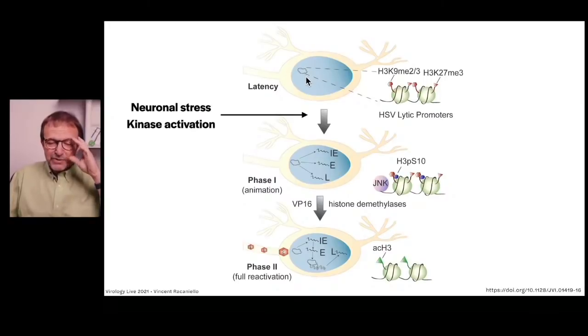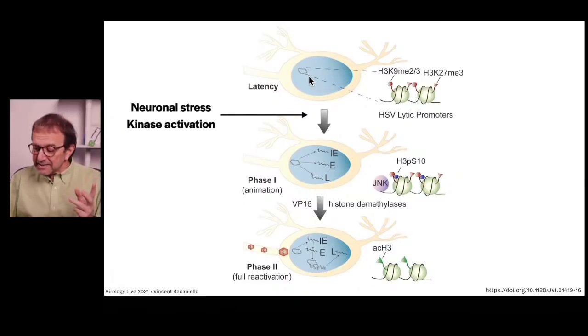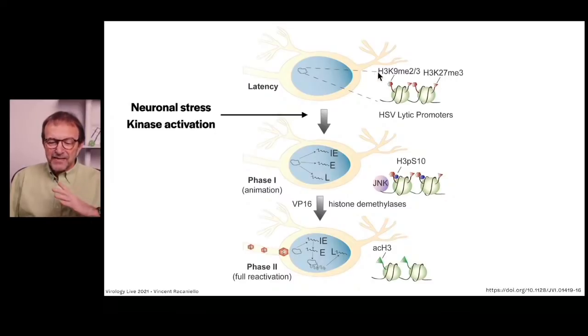We have a neuron in there where we have latent genomes. They're sitting there, they're just making LAT transcripts, but they're not making anything else. So there's no VP16. It turns out that an important component of the silencing of this genome is methylation of histones. These are ME, which stands for methyl, and these numbers refer to different histone proteins and different amino acids. But essentially, the promoters are all silenced because the DNA is wrapped around histones, these little balls here. The DNA is wrapped around histones, and it's tight because of the methylation.